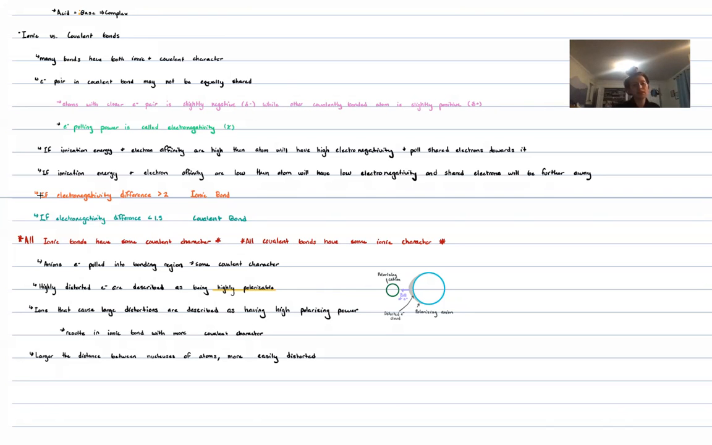And the way to decipher this, if it ever asks you but doesn't give you the actual electronegativity values, is to look at where the atoms are on the periodic table. If you have something on the very left of the periodic table and something on the very right, then they're going to tend to have a higher electronegativity difference than something that's closer together.